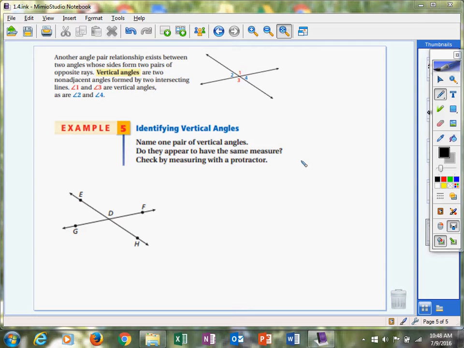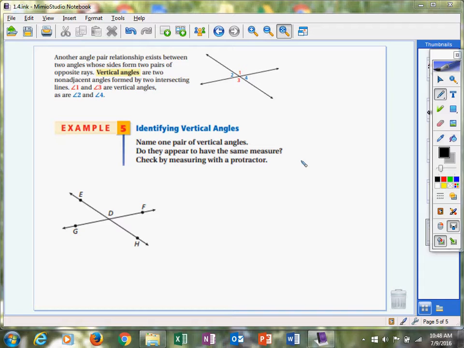Students, we're back. We're going to do one last example in this section 4. I think it's pretty simple. You'll pick up on it very quickly. We're going to talk about vertical angles. So something else to add to our knowledge of angles.